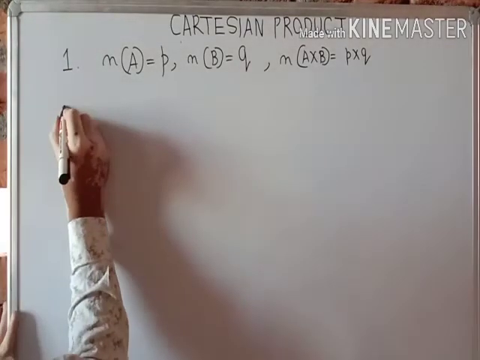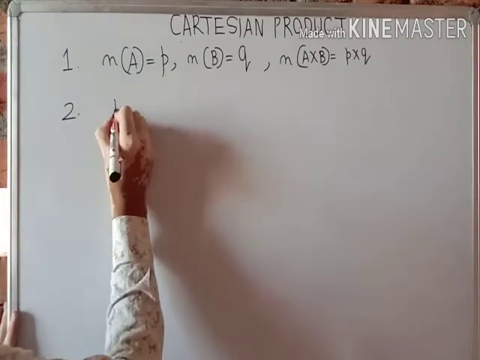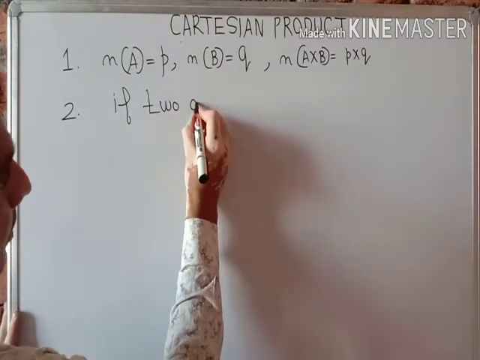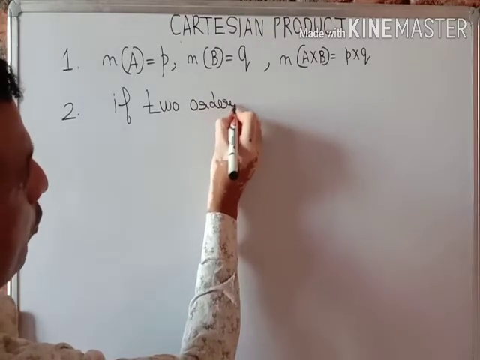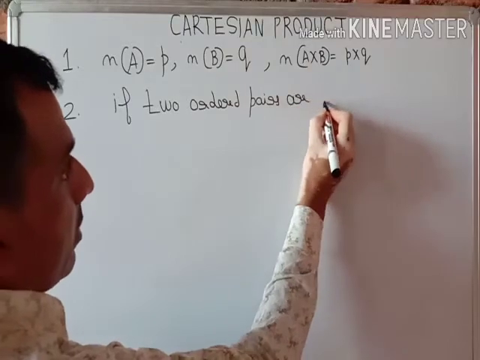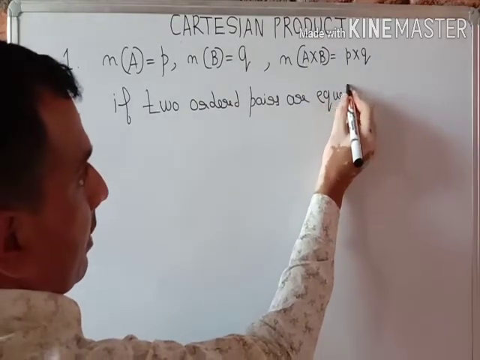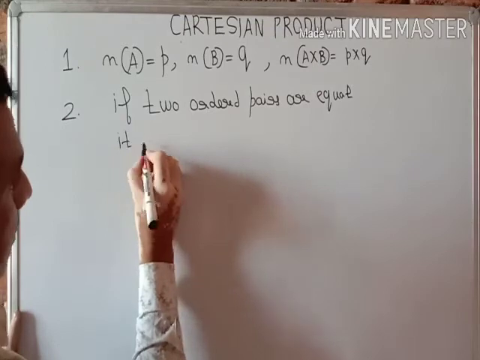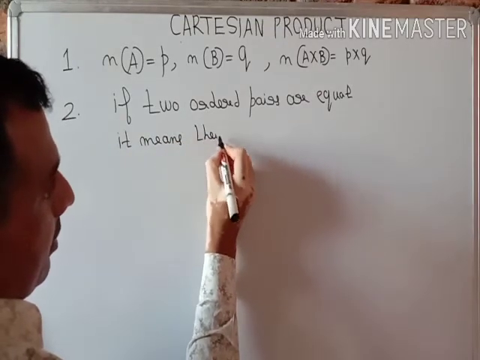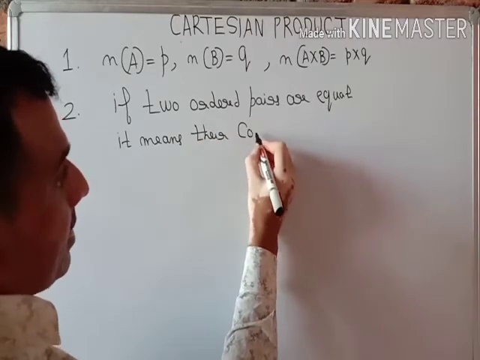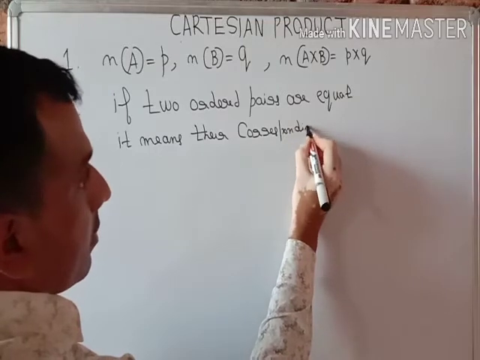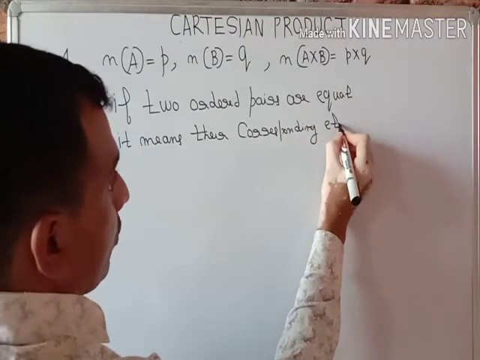Second, if two ordered pairs are equal, it means their corresponding elements are equal.